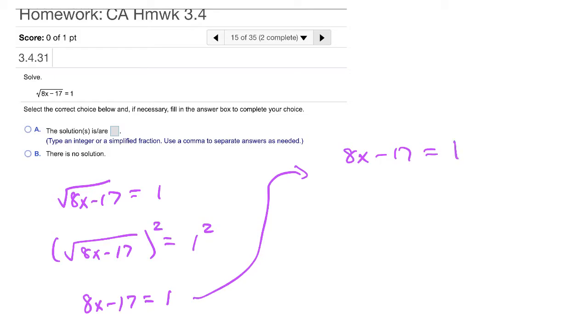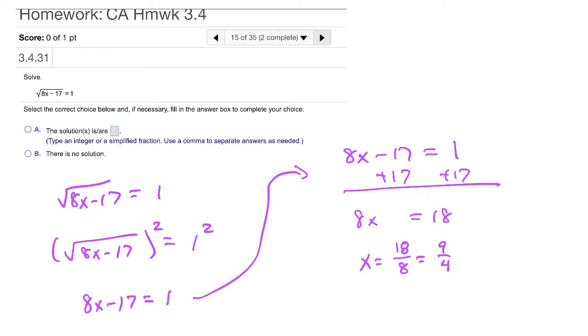So let's see, if I add 17 onto both sides, that's going to give me 8x is equal to 18, or x is going to be 18 divided by 8, but that will simplify if I kill off a factor of 2: 9/4 for that.